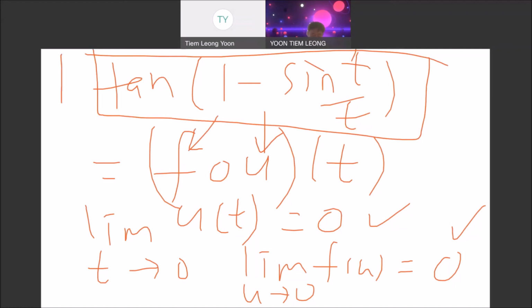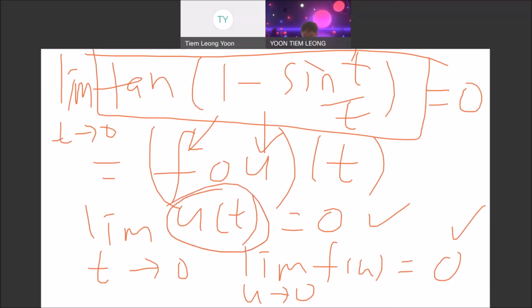So we come to the conclusion that the limit as t goes to 0 of this is equal to 0, because the limit of u is 0, and the limit of f at u equals 0 is also 0. That is the answer for this particular question. That finishes question 43 in exercise 3.4.